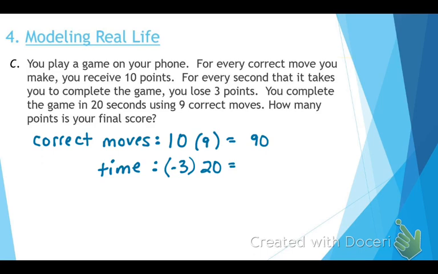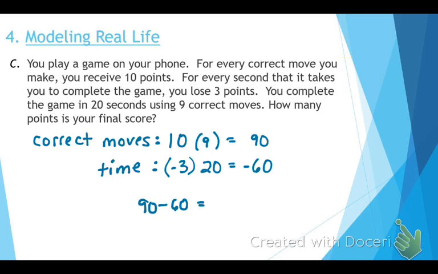What is negative 3 times 20? Negative 60. Because there was one negative right here, we know that our answer has to be negative. So I have positive 90 points and negative 60 points. What is 90 minus 60? Negative 30. Okay, I heard negative 30.